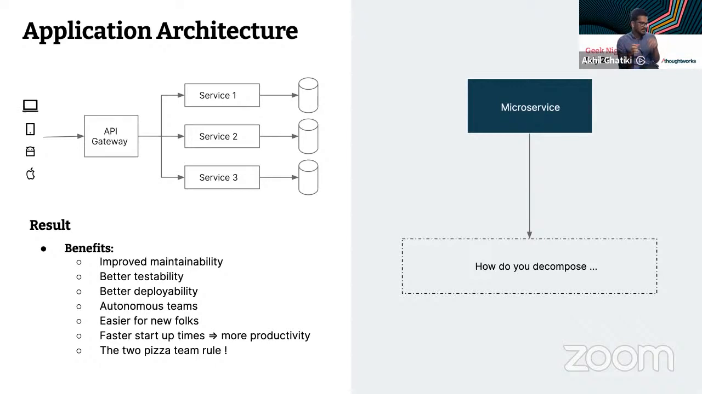And the two pizza team rule. This is a very interesting thing that the industry generally uses. What it means is that any team owning a particular service, you should be able to feed that team with 2 pizzas. So the team should be 8 to 9 folks, and should not exceed beyond that. That is the ideal team to own a microservice. It's obviously debatable and changes according to the business requirements, but that is the ideal thing that we have.